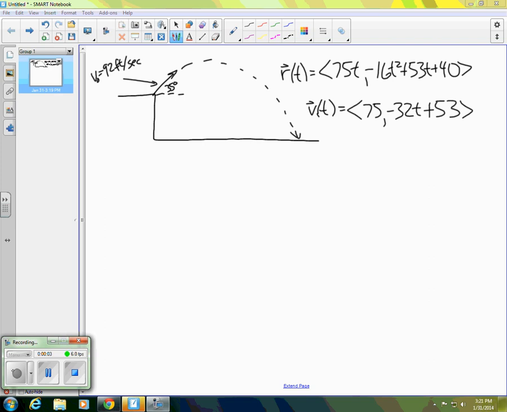Okay, so we're continuing on with a scenario from the previous video. We launched a projectile from the edge of a cliff. The cliff had a height of 40 feet. We launched the projectile at a 35-degree angle above horizontal with an initial speed of 92 feet per second. And you can see over to the right, these are the position and velocity vectors that we obtained for this situation. So let's ask a couple more questions.